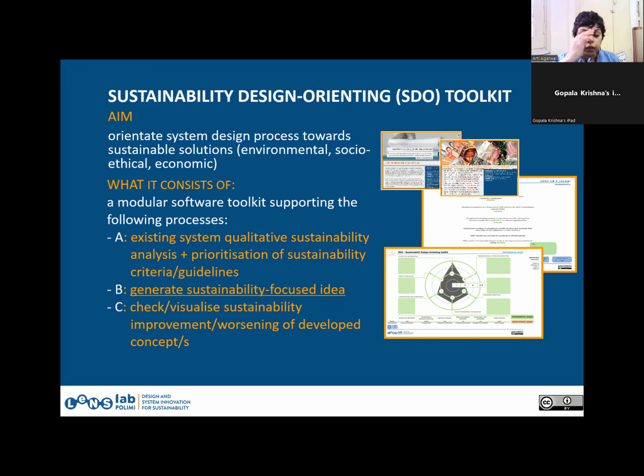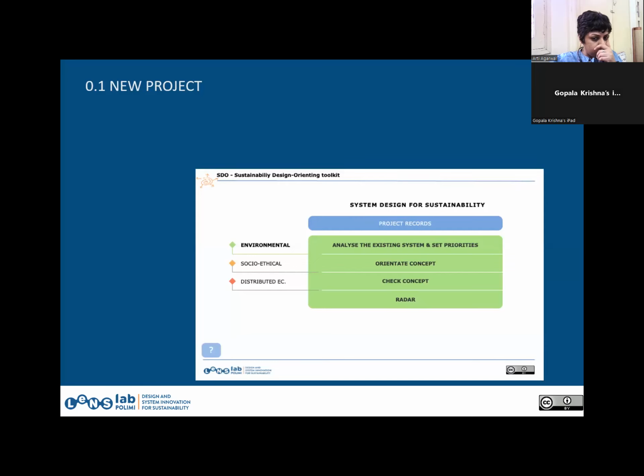It first helps us generate ideas based on certain criteria. It has all these criteria which you can use to come up with ideas. Then it helps you add a certain priority to different aspects of sustainability: how important is this, how important is that? Then you check your own ideas against those priority ratings, and you can see it visually in a radar map which component, which aspect is improving and which is falling short or not improving at all.